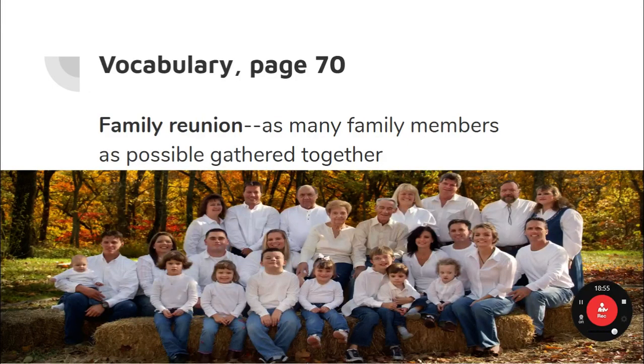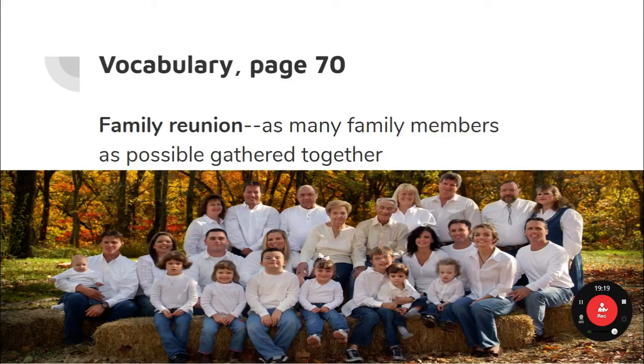Okay, family reunion. Vocabulary, page 70. This is as many family members as possible that get together. In the United States, those can be huge. There are at least 100 Stevensons, which is my last name. They meet in Menlo, Georgia, in the United States once every couple of years, and we can have huge family reunions. This is not my family.